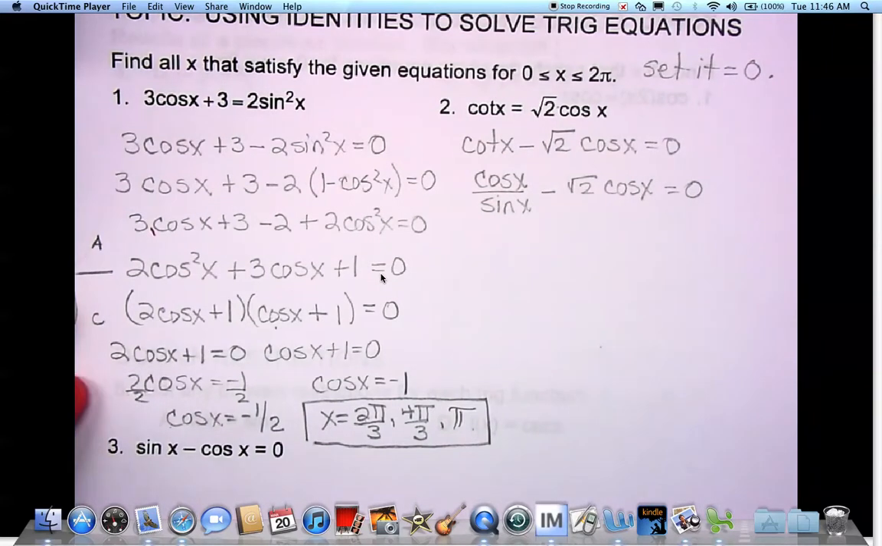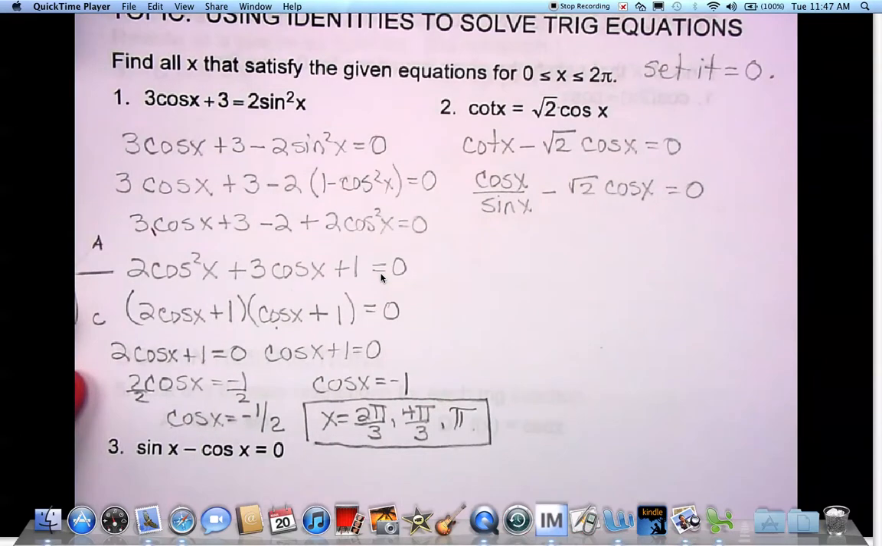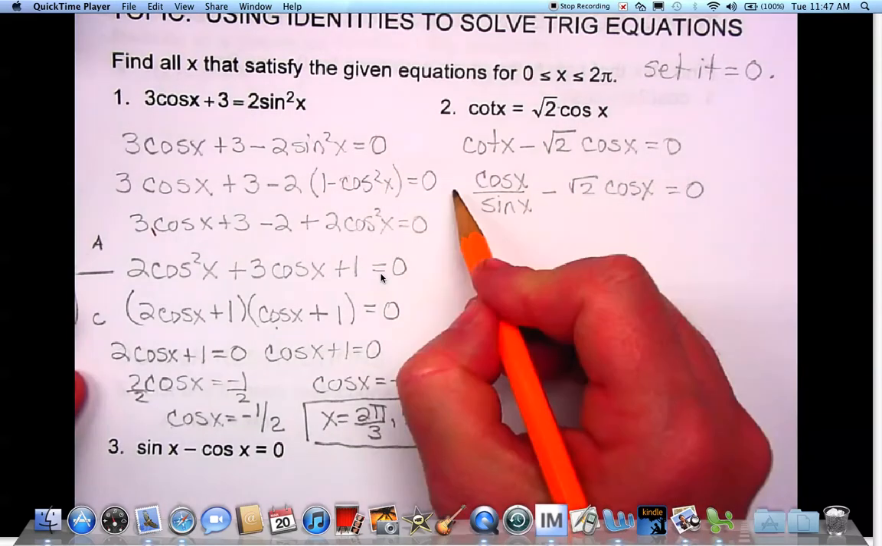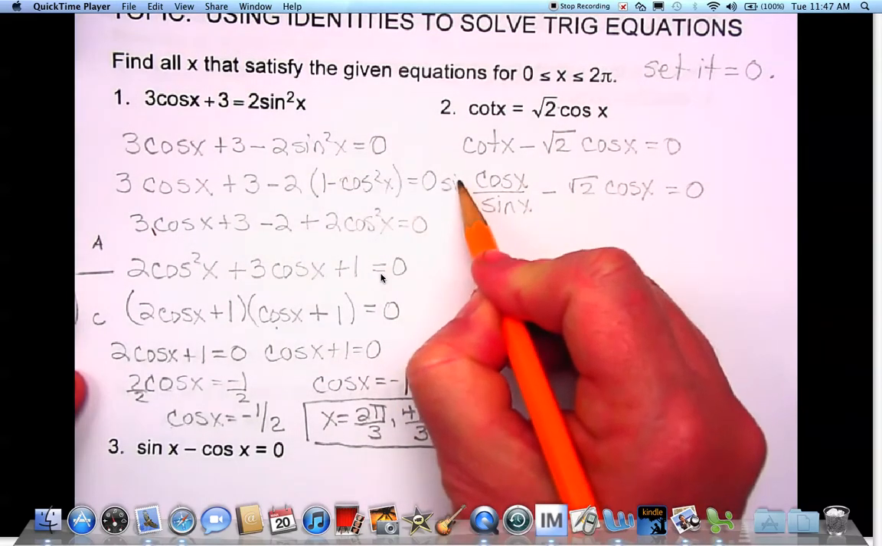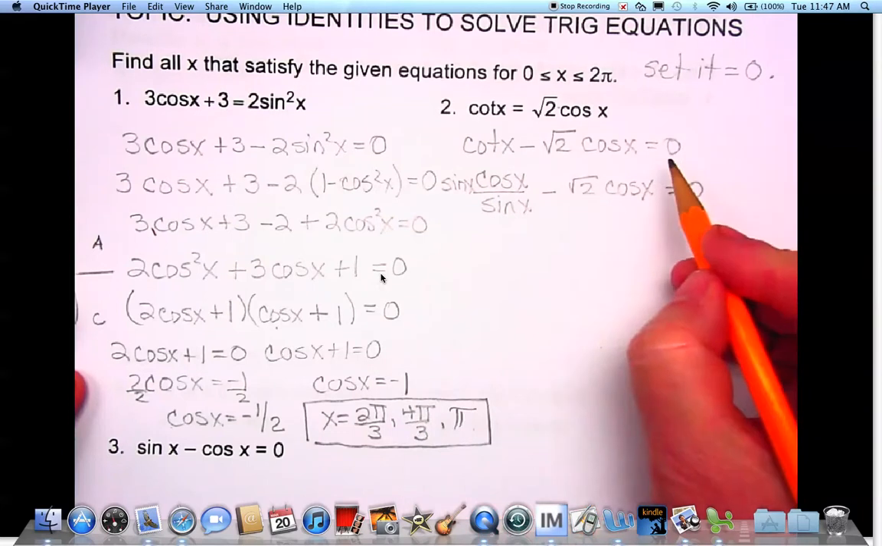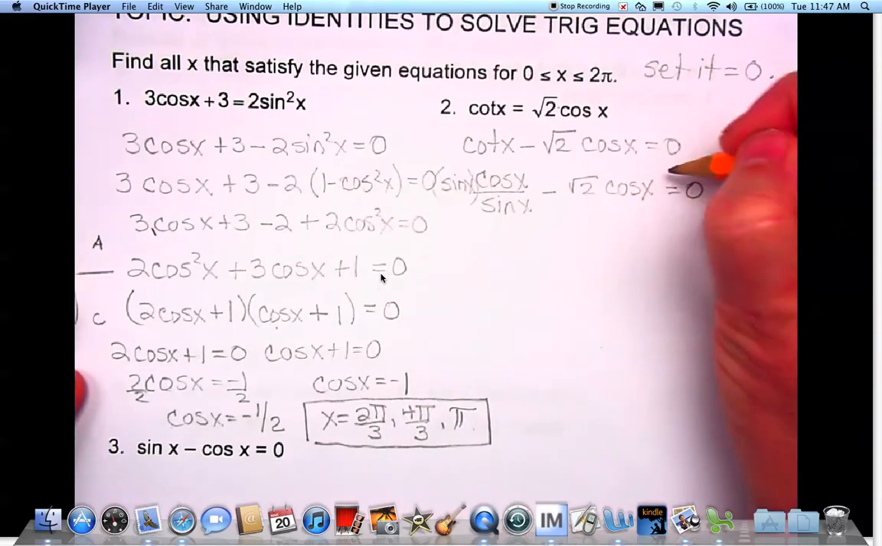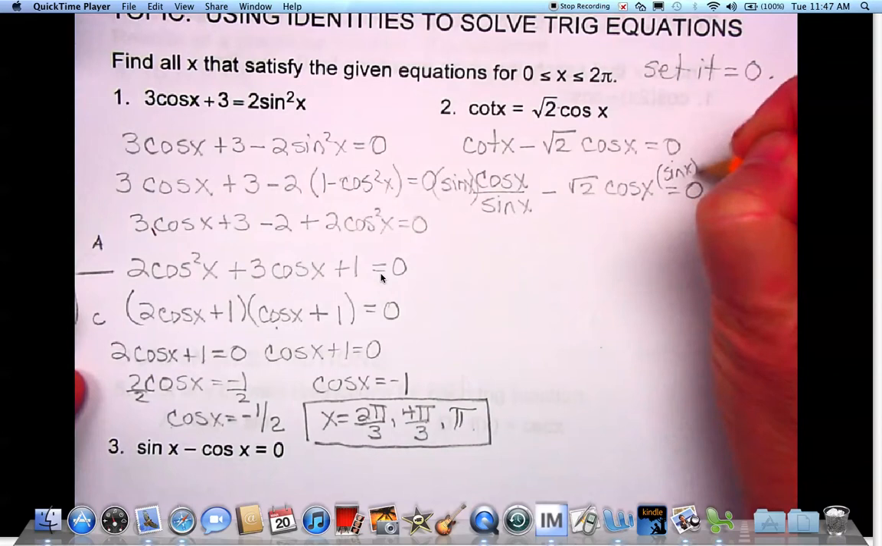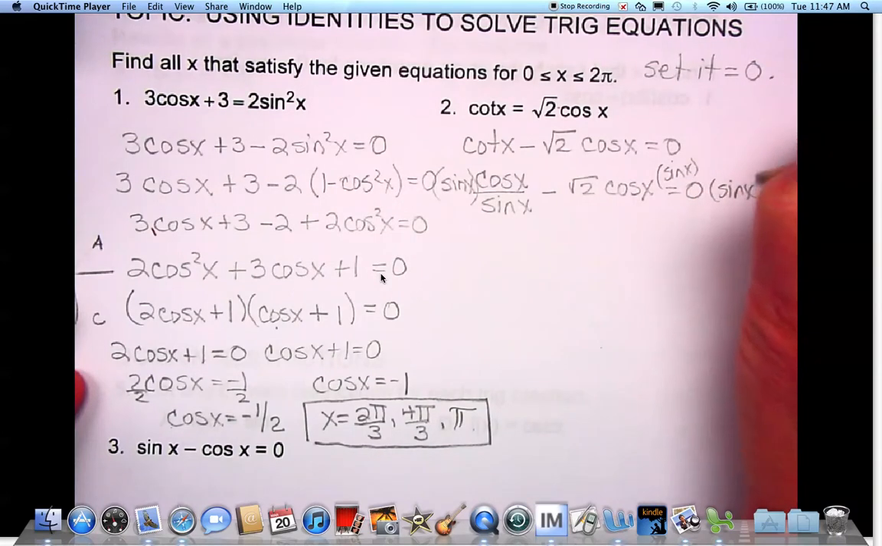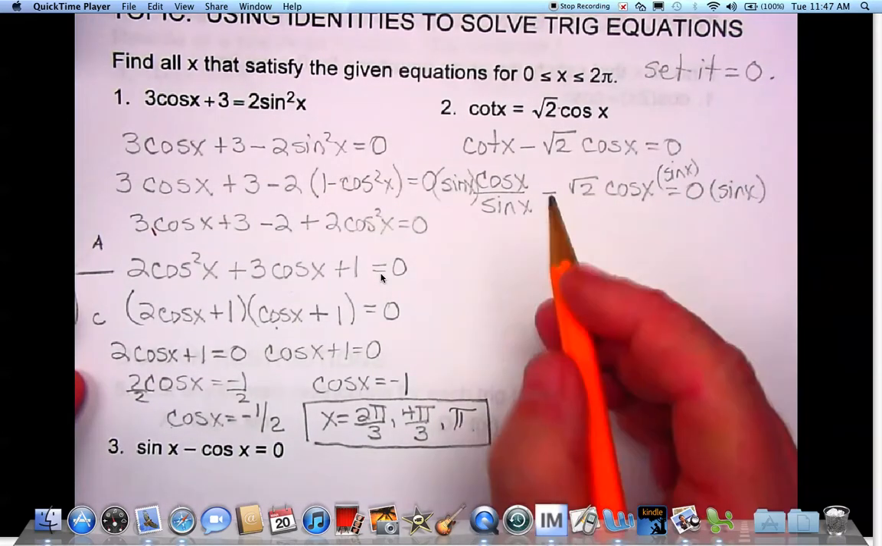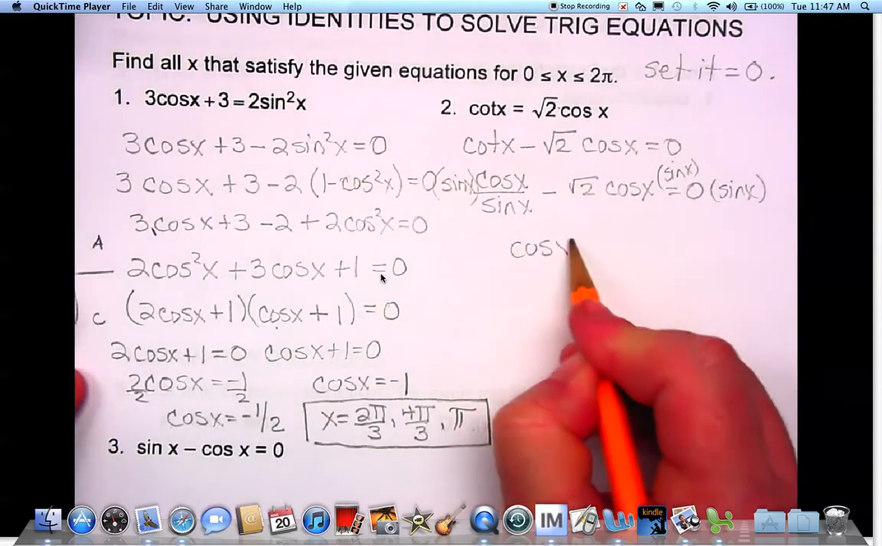It's okay, we can do it. Yeah, but it's going to be harder. We've got this. Let's go back. How are we going to get rid of that sine x in the bottom? Put the square root of 2 cosine x over 1. How about if we multiply everything by sine x? So it'd be cosine x minus square root of 2 cosine x sine x equals 0.